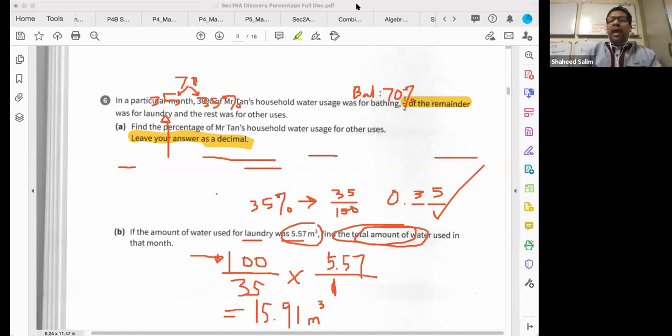Okay, some say, I don't understand still. Okay, I will show you primary school method. Laundry, how many percent? 35. Okay, we write 35% laundry. Yeah, primary school method can, but it's slow. So, no problem. Okay, if you need to go primary school method, we go 35%. How much? 5.57. You find 1%, right?